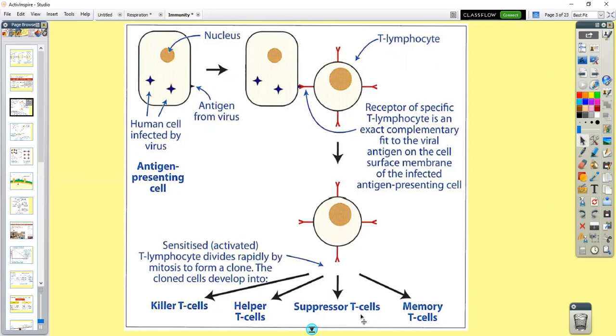once most or all of the microbes or infected cells have been destroyed. And then you have memory T cells, which are the ones which stay within the body for a long period of time. And if the same antigen or same virus comes back, then they can respond very quickly for that secondary infection.